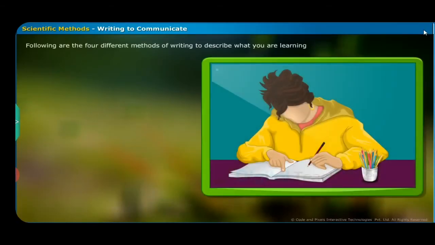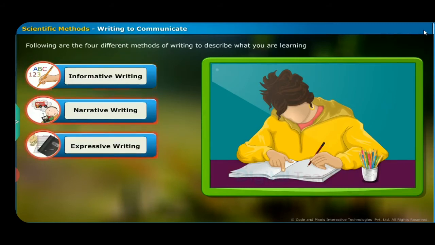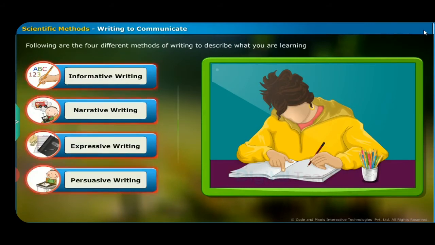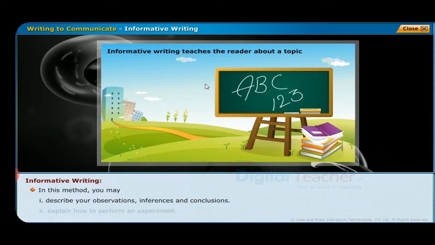Following are the 4 different methods of writing to describe what you are learning: informative writing, narrative writing, expressive writing, persuasive writing. Click each writing tab to know more. Informative writing. The purpose of this method is to clearly and accurately inform about the topic you are learning. In this method, you may: 1. Describe your observations, inferences, and conclusions. 2. Explain how to perform an experiment.